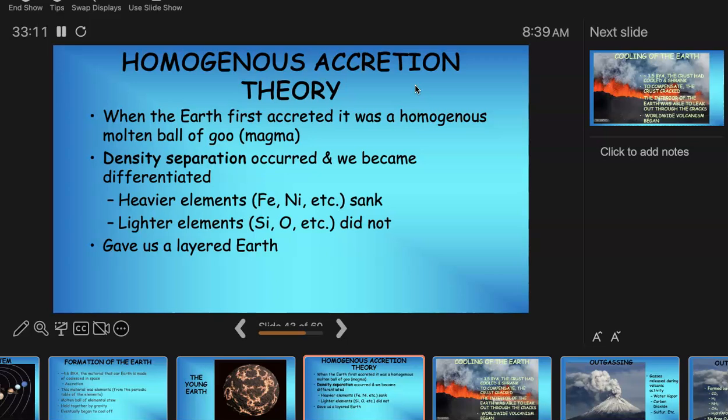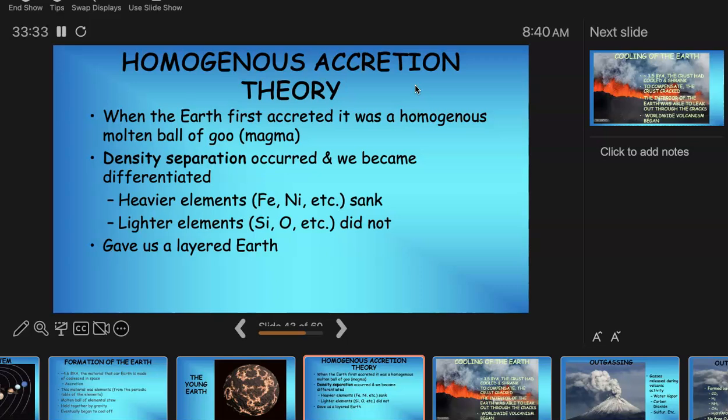I used the word density separation a couple lectures ago. Density separation is the heavier stuff settles out, like the pulp in your orange juice while you shake up the bottle before you pour yourself a glass of it. While the Earth is cooling off, density separation is occurring. The heavier stuff is settling out.